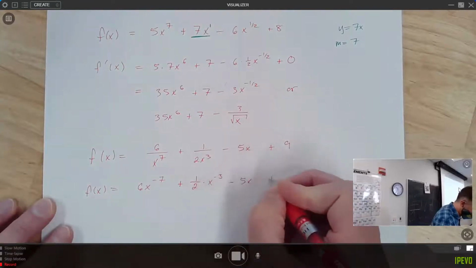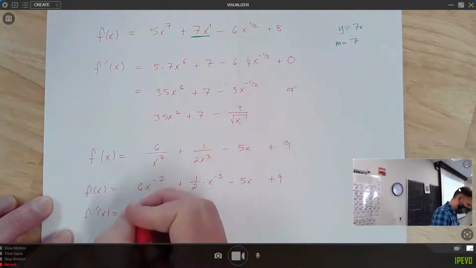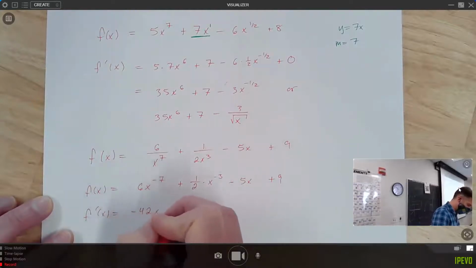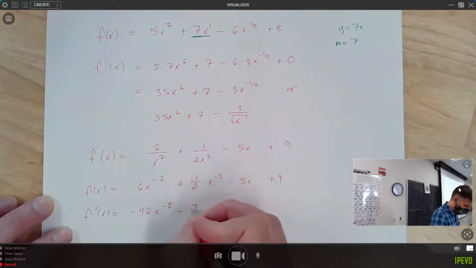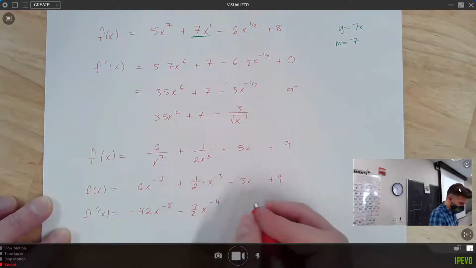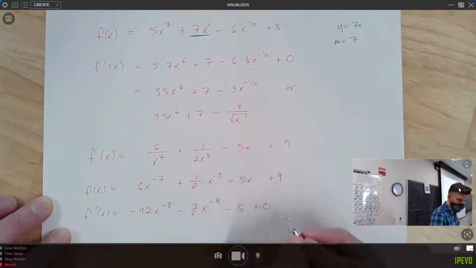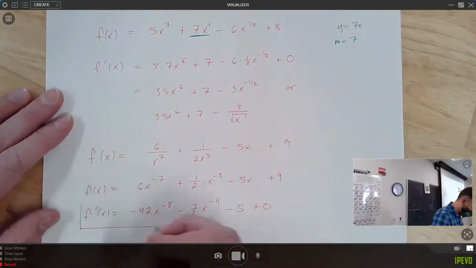Minus 5x plus 9. My derivative is going to be negative 7 times 6 is negative 42, x to the negative 8th. Negative 3 times 1/2 is negative 3/2. X to the negative 3 minus 1 is negative 4. Minus 5 plus 0. You don't need to write the plus 0, but it's good to kind of remind ourselves that the derivative of just a constant is just 0.